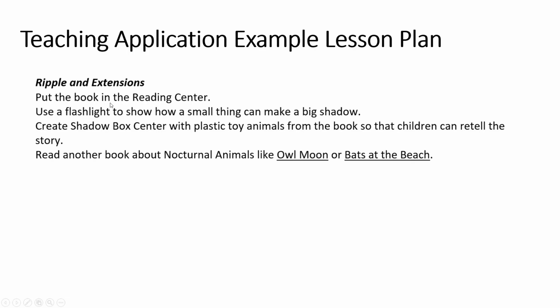I'm going to put the book Night Animals in the reading center and see if kids pick that book up and point to the print as they're retelling the story to friends. I might use a flashlight to show how a small thing can make a big shadow. We could play with that at a play center. I could create a shadow box with plastic toy animals from the book so that kids can retell the story. They could just take the plastic figures and pretend to retell that whole story.